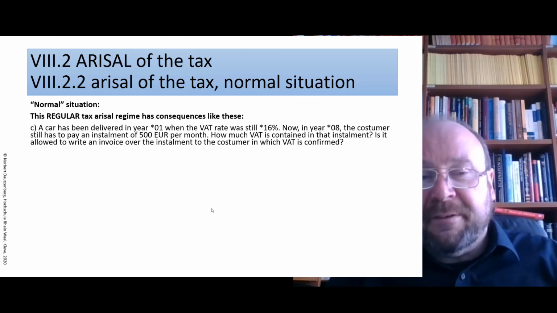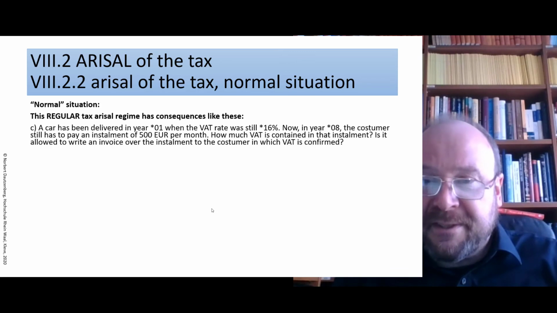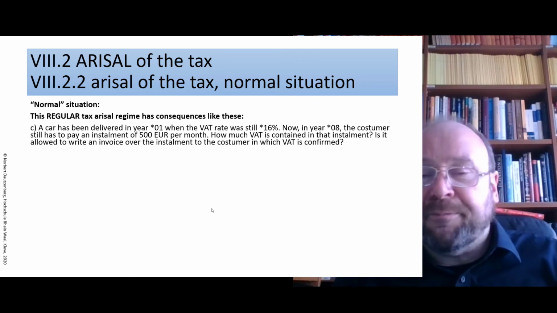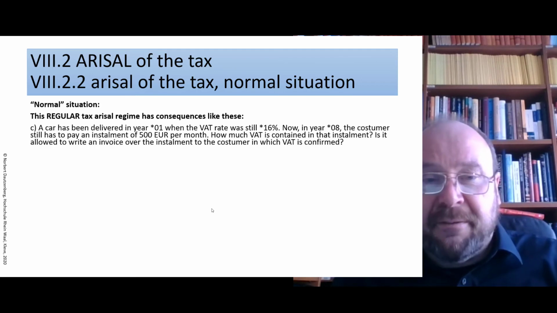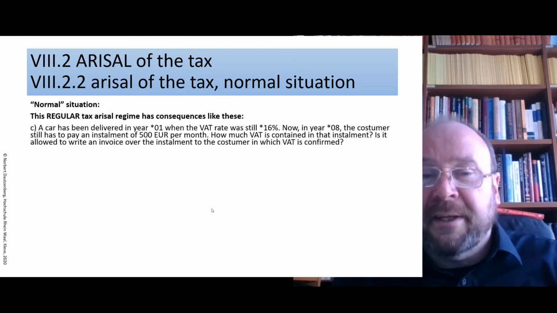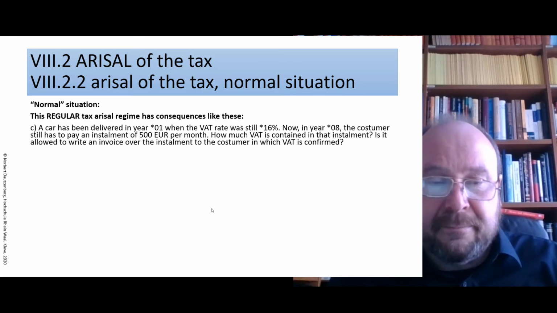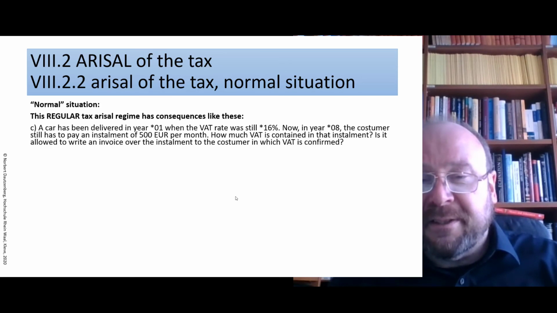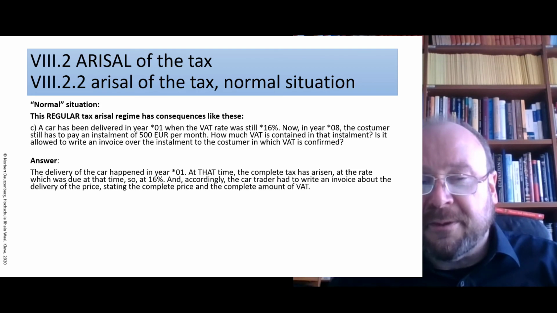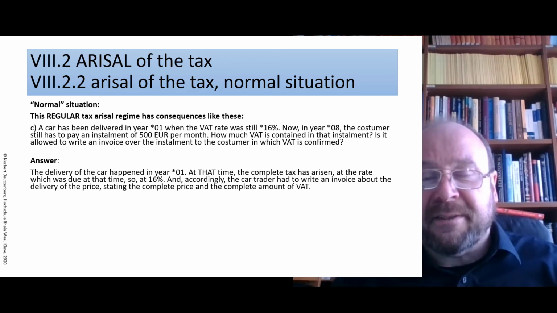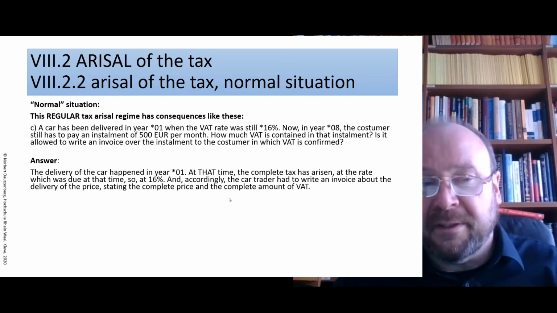If you have a delivery made in year 1 when the tax rate was still 16%, for example, and the customer pays in installments, and imagine in year 8 an installment still comes with 500 euro per month. Now the arisal of the tax was when the car was handed over, that was in year 1, and at that time the rate was 16%. So for the installment of 500 in year 8, there is still an underlying rate of 16% included, but that does not matter very much because all the VAT on that transaction has already been paid in year 1 by the seller, because at that time the tax liability arose and had to be paid completely by the seller. How that money came in later didn't matter.